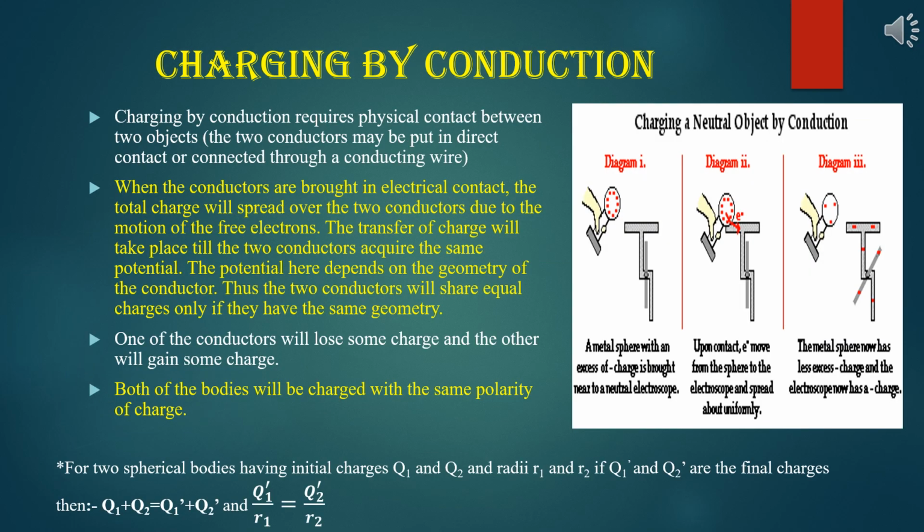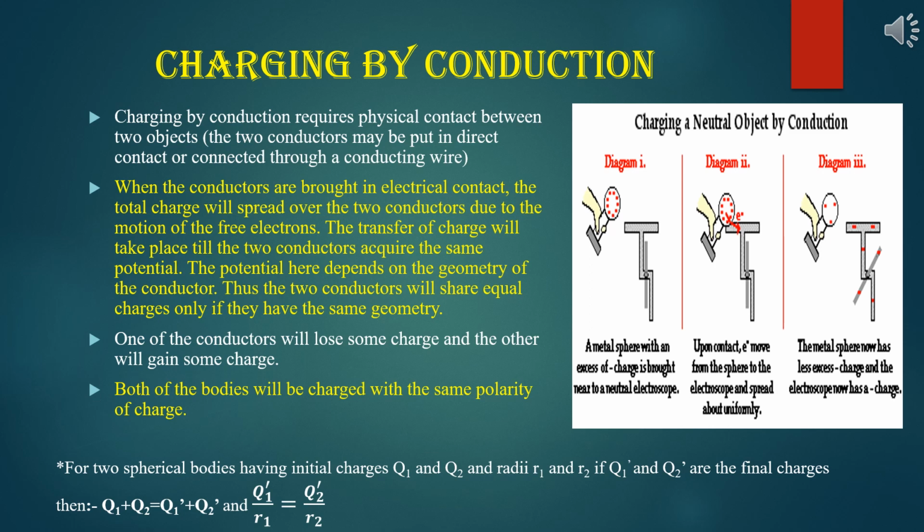Now the next one, we have charging by conduction, right? Here we are putting one charged conductor in contact with a neutral conductor, or we can say we are joining two oppositely charged conductors, or one is having more charge and one is having less charge, whatever we can do. Okay, so number one, it requires a physical contact.